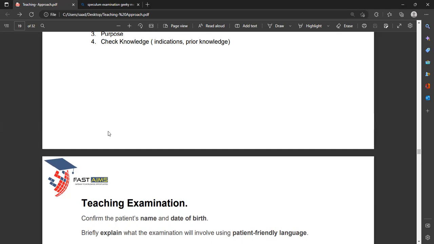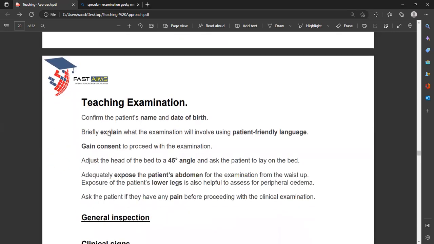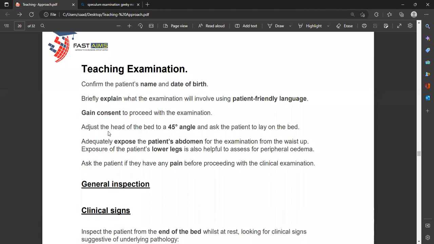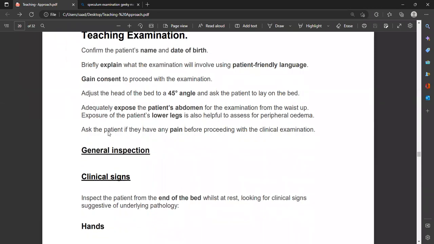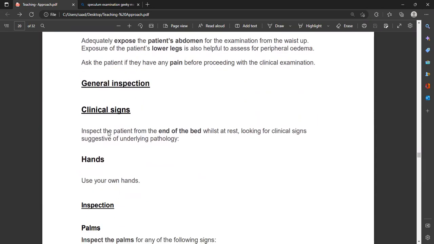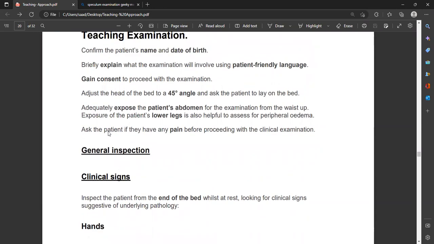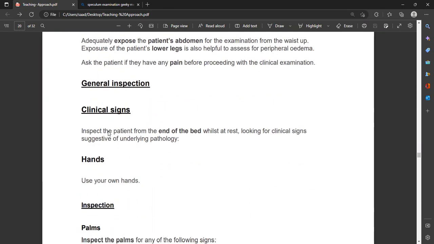Just for the sake that the examiner should know that it's a longer examination, we cannot teach it in one sitting. Again, confirm name, date of birth, explain in a patient-friendly manner, take consent from the patient, and exposure and ask for any pain. Okay, if you are exposing private parts, then there should be a chaperone. If no, then there's no need for chaperone.